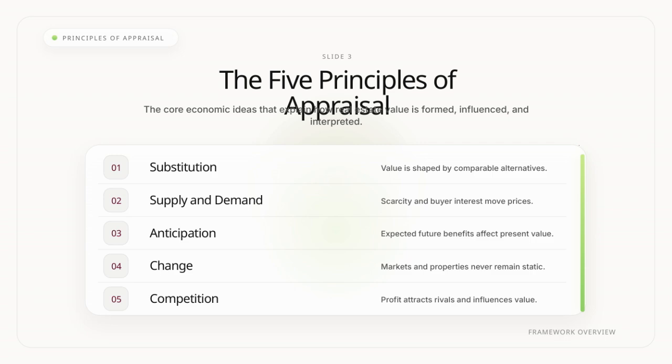Lastly, competition plays a crucial role. Profit opportunities attract competitors, which in turn influences property values and keeps the market dynamic. Together, these principles form the framework that helps appraisers evaluate real estate accurately and consistently. Understanding them is essential to grasping how value is created, influenced, and interpreted in the real estate market.